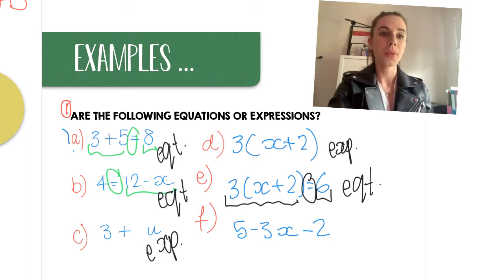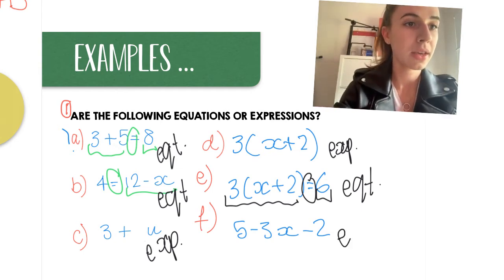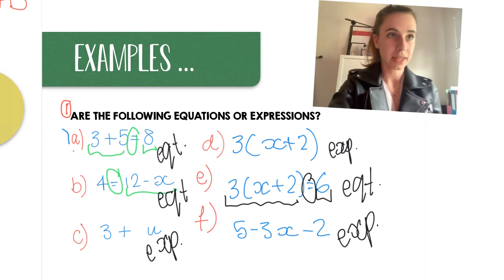Lastly, 1F, 5 take away 3x minus 2. There's no equal sign, so therefore it's just a mathematical statement, which is an expression. So we're just going to write EXP, short for expression, and there you go.